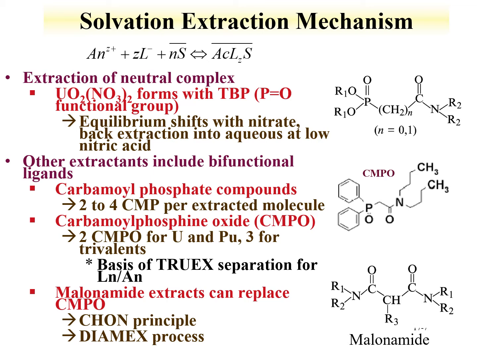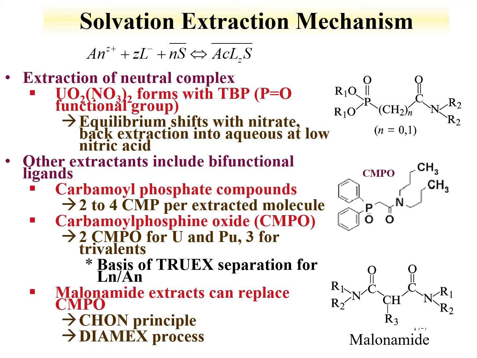Other extraction ligands that can perform this are carbamyl phosphate compounds, which are shown here. And this is our functional group. Metal ions can coordinate over this moiety. CMPO, a phosphine oxide compound, is the basis for the TRUEX separations for actinides and lanthanides. Again, the metal ion would coordinate at this location. This neutral species is very hydrophobic, pulling the complex into the organic phase.